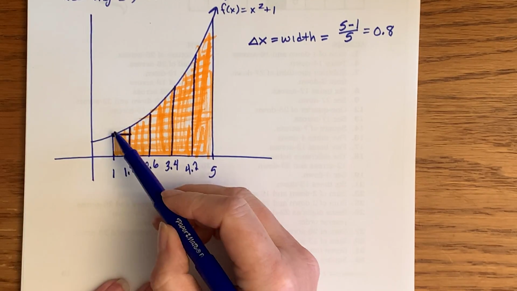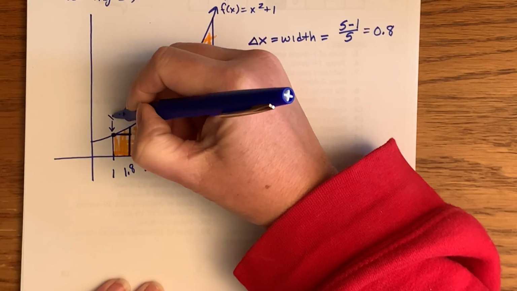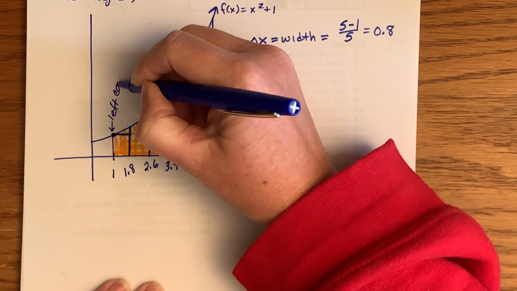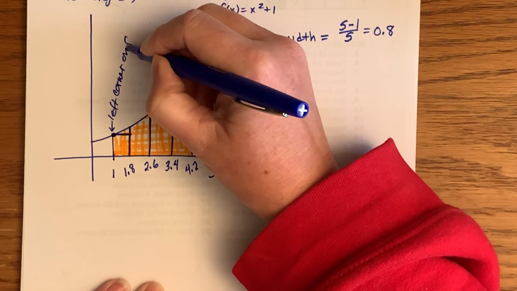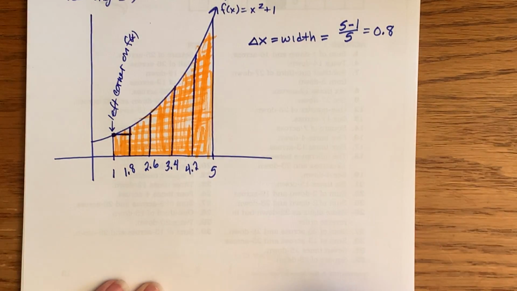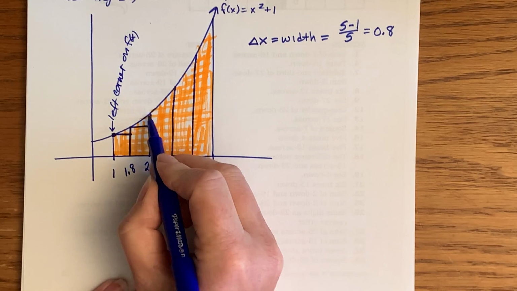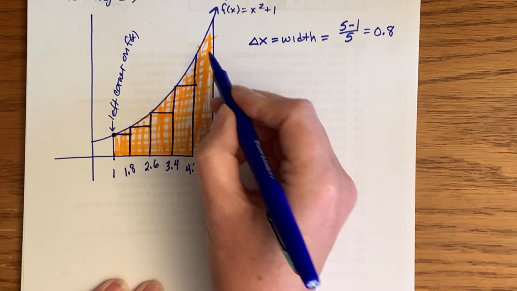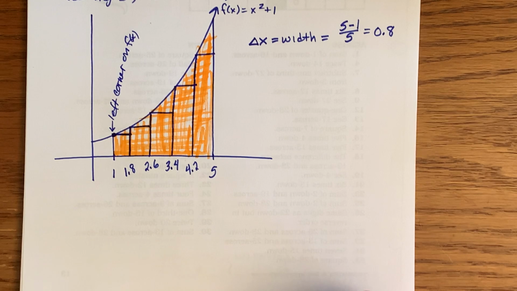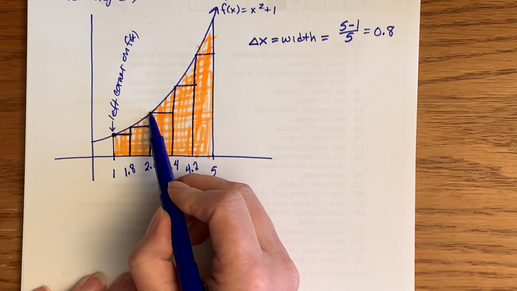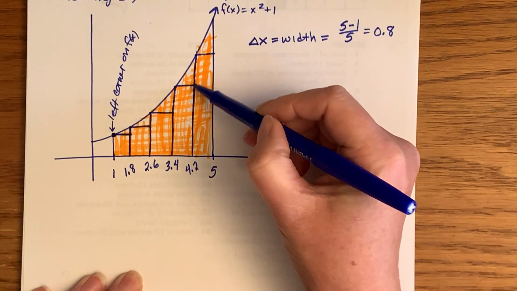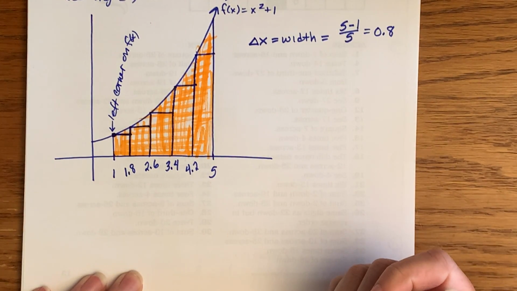Look at this rectangle: the left corner is on the function, not the right one. The right corner is just sitting there. And we're going to do it again. This is a left Riemann sum, not because the rectangles are below. Sometimes they are above. It is a left Riemann sum because the left corner is on the function where the right corners are not.